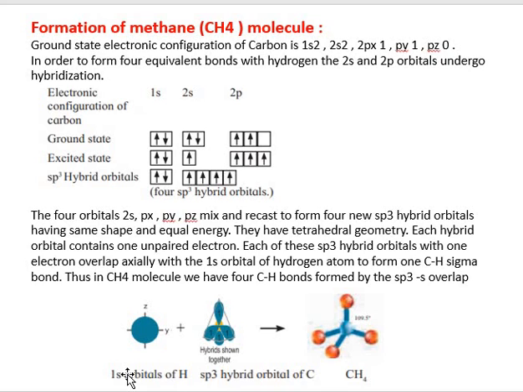and the 4 1s orbitals of hydrogen will be bonded at the end of the larger lobe of the hybrid orbitals present in the regular tetrahedron. Like you are seeing the orange colored balls which are representing the hydrogen atom, they are overlapping to the larger lobe of the hybrid orbital of carbon. This is how we say the methane molecule shape is tetrahedral and the bond angle is 109°28'.